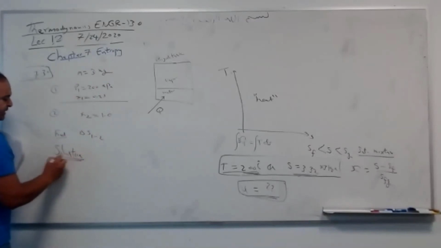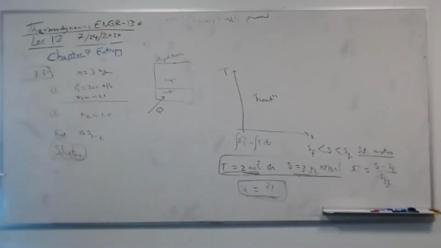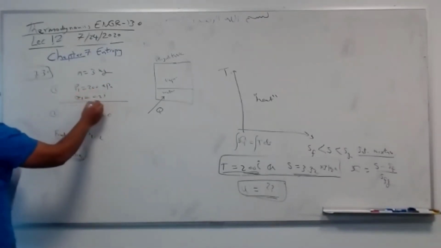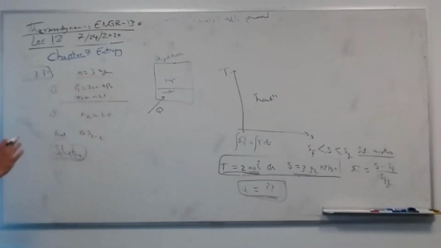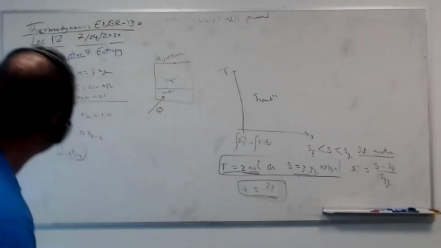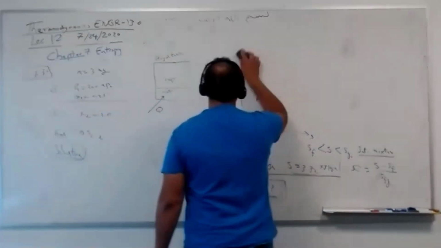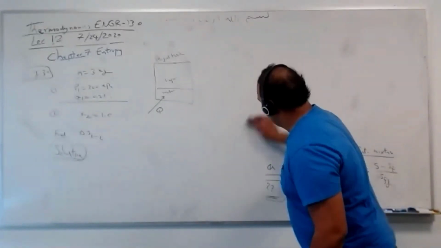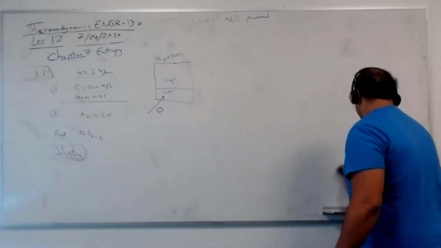So this problem was a rigid tank that has some water and some vapor. He said quality 0.25. So you have 3 kilograms of water in a rigid tank with quality 0.25. Quality, guys, is a mass ratio. How much vapor to the total mass? Only if you have a mixture between vapor and liquid. Okay, guys? Rigid tank with this initial quality.